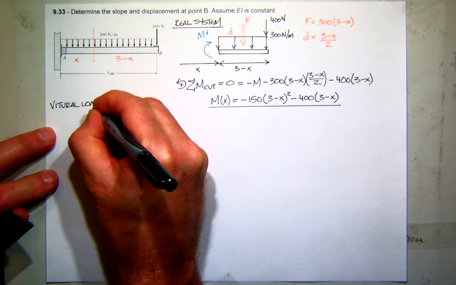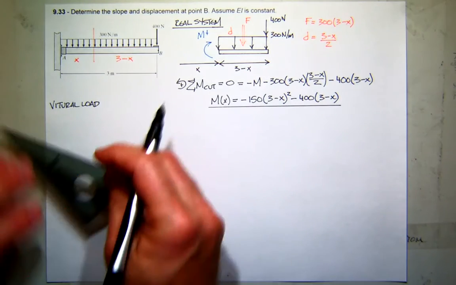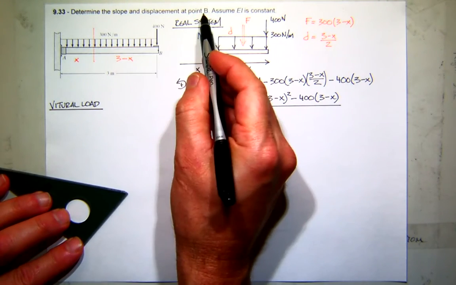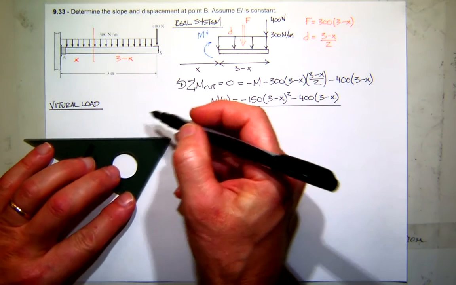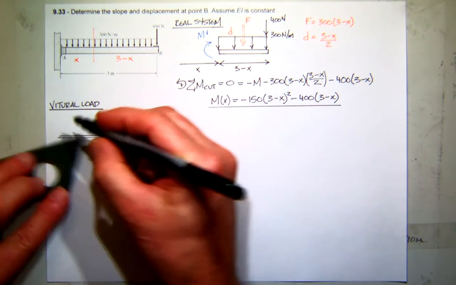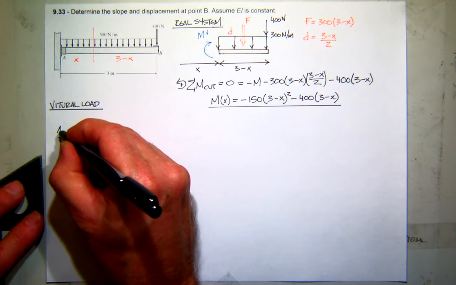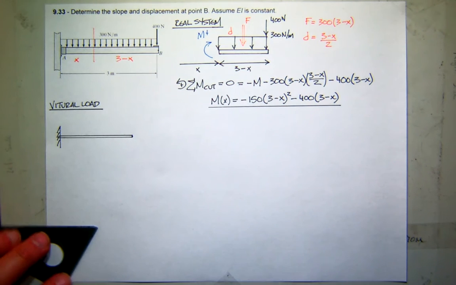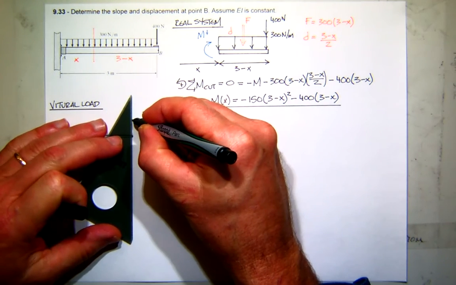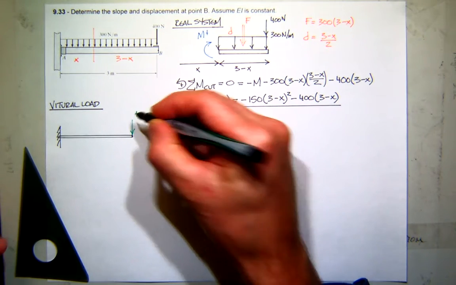So what's our virtual load? It's always 1. We want the displacement at B. B is the free end, so I've got to now solve this problem: a cantilever beam with a virtual load of 1 applied at B, and I'll assume it acts down.